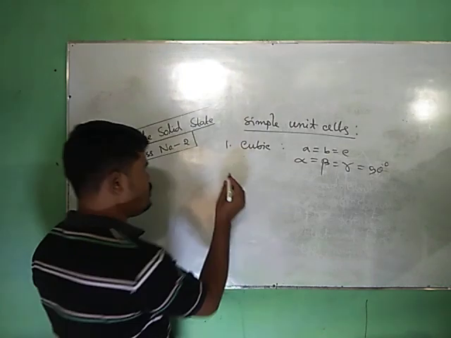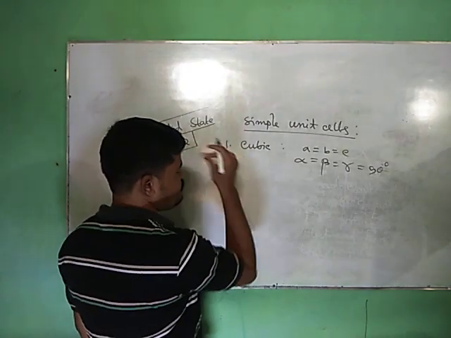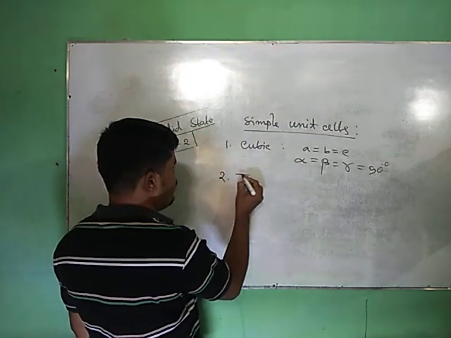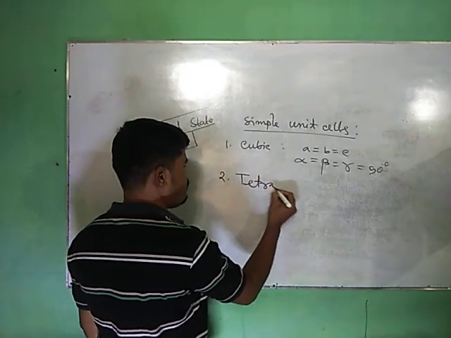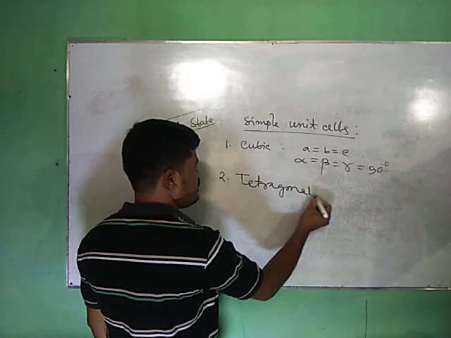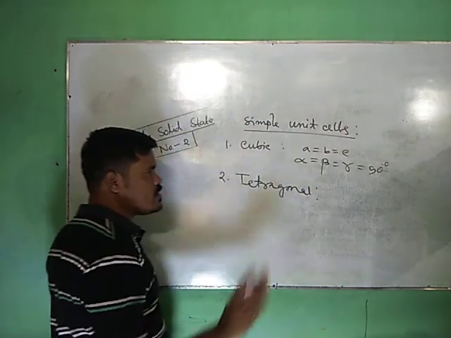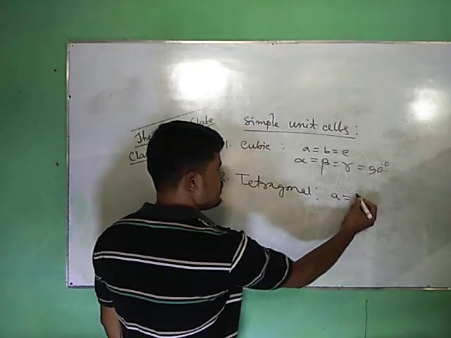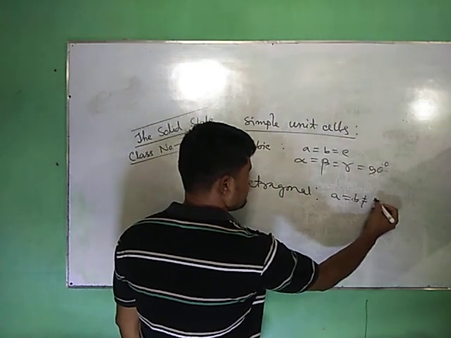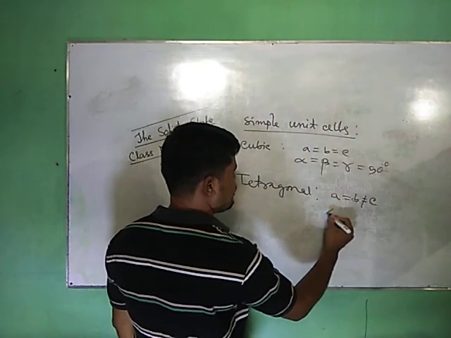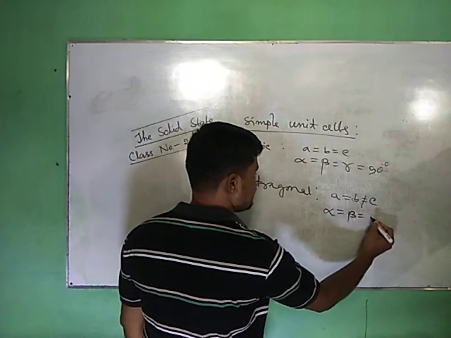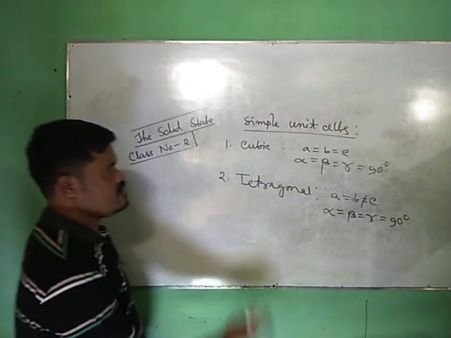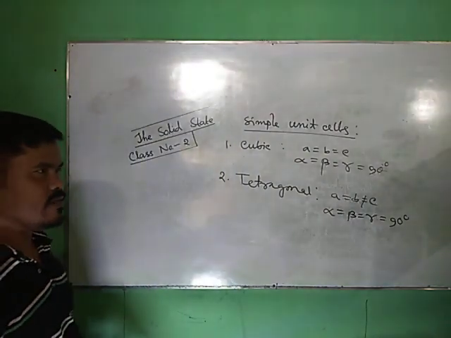Number 2, I am going to mention tetragonal. Here a = b, not equal to c, but alpha = beta = gamma = 90 degrees. What is this? Tetragonal unit cell.